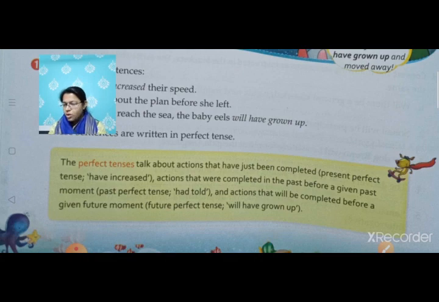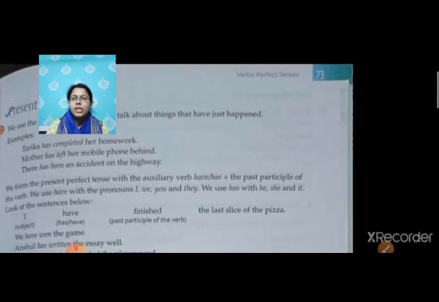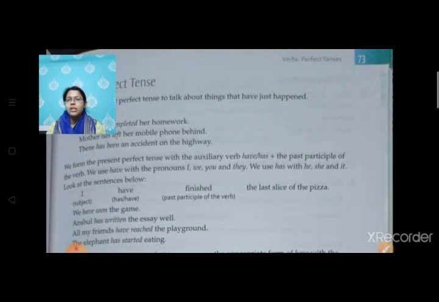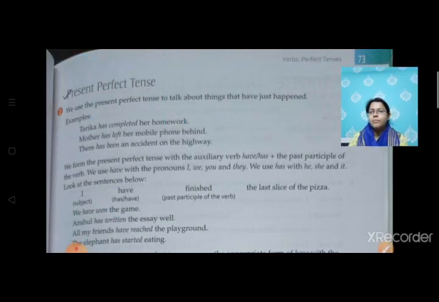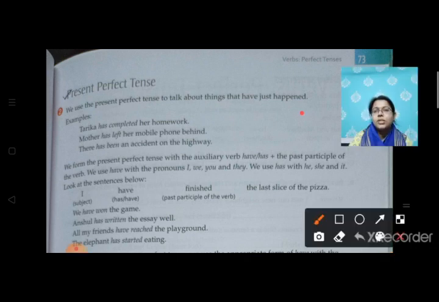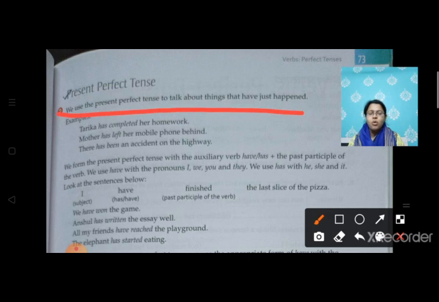So let's move on towards our first topic, that is present perfect tense. It's on page number 73. When do we use present perfect tense? We use present perfect tense to talk about the things that have just happened, right? The things which have just got over or just completed, then we are going to use present perfect tense.